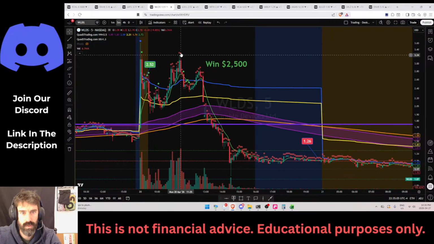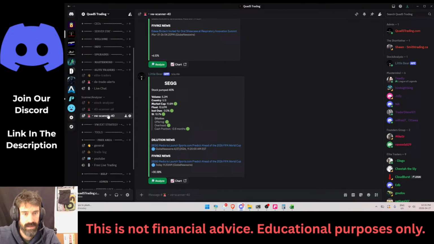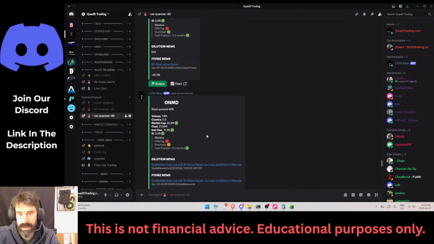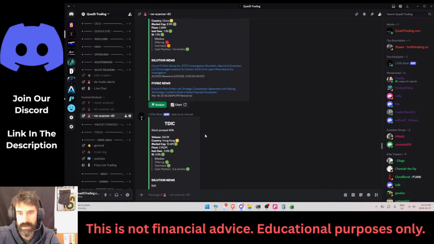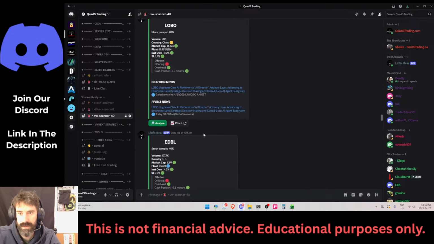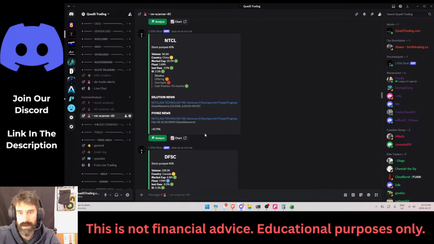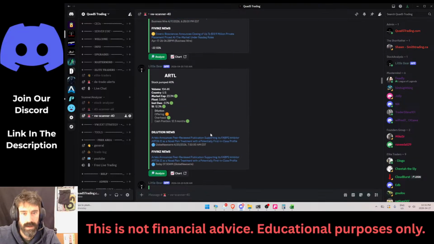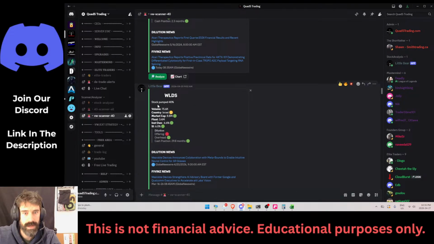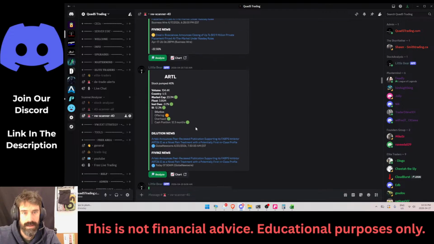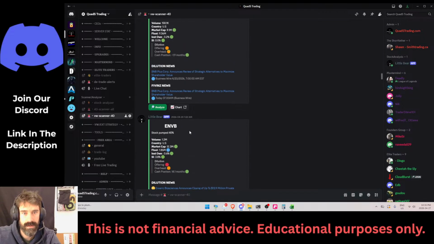Next on the list, WLDS. And like I said, they're all in these VW scanners. So if I were to go back here on the 20th and the 21st, you will see them there. You see WLDS is right here, right? So there's the VW, and it would have been on the 40 all scanner. And then ARTL is also right here.